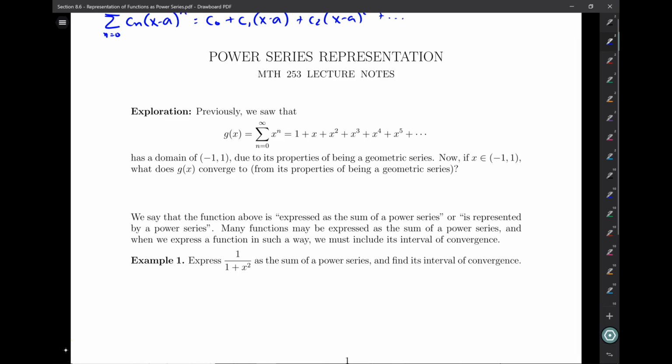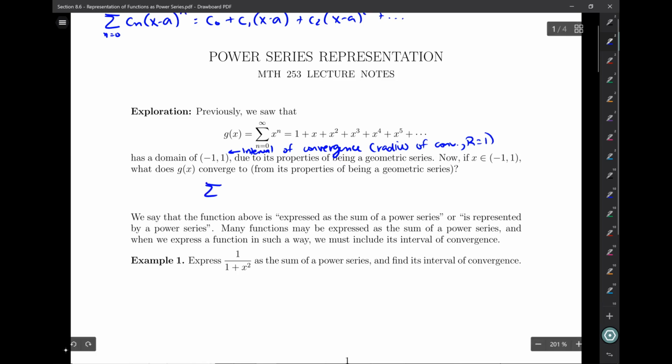Recall that this domain is also called the interval of convergence. And that means that the radius of convergence in this particular case is 1. Just a little reminder from what we learned last time. Due to its properties of being a geometric series, we know that it converges for this specific interval, -1 to 1, not including the endpoints. So the question I would have for you then is, what does it converge to?